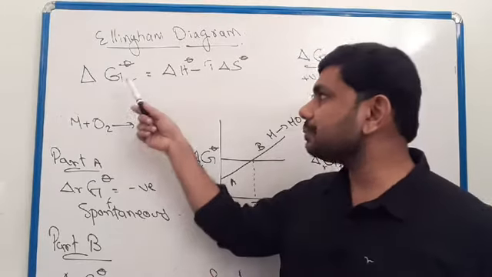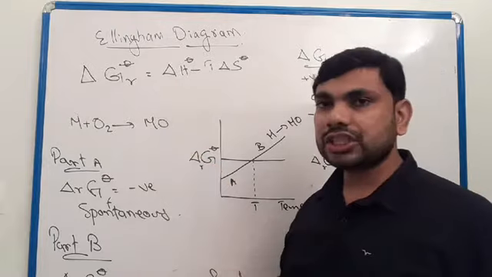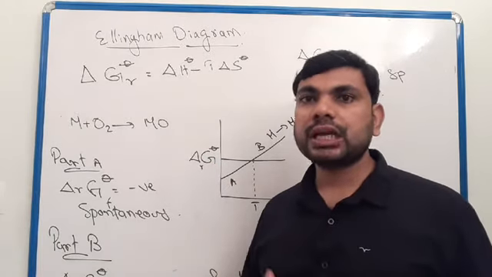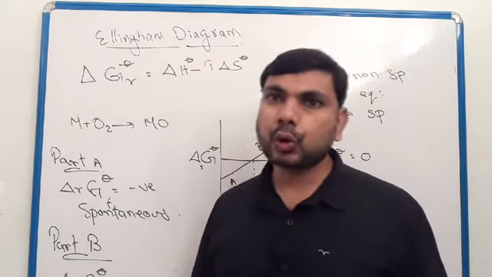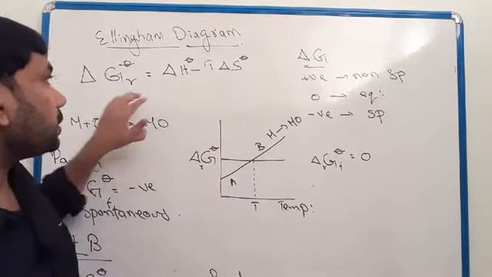Delta G is the Gibbs free energy change. Delta H is the change in enthalpy. Delta S is the change in entropy, and T is temperature. So this is the Gibbs free energy equation.